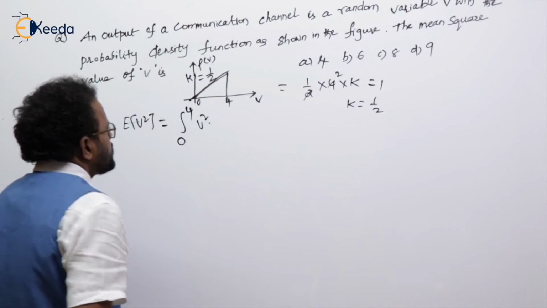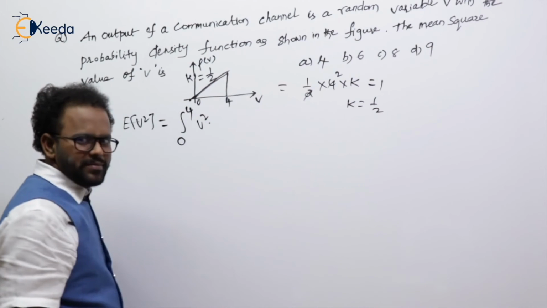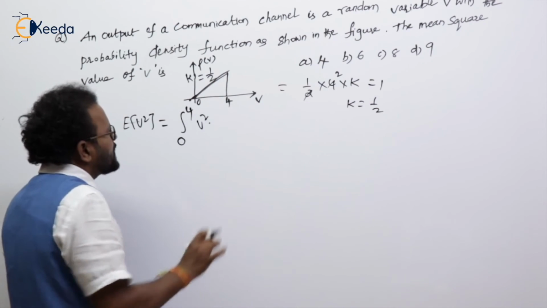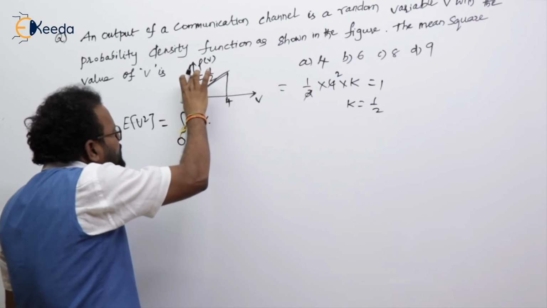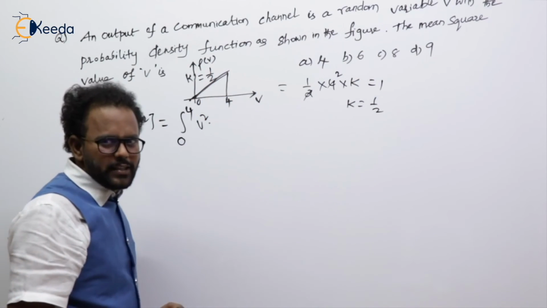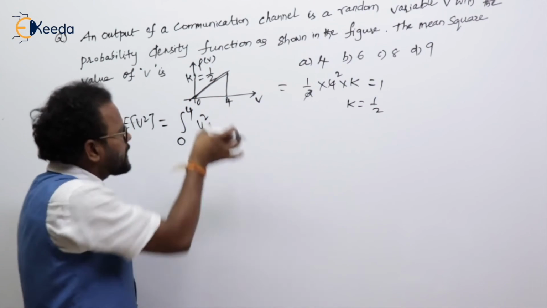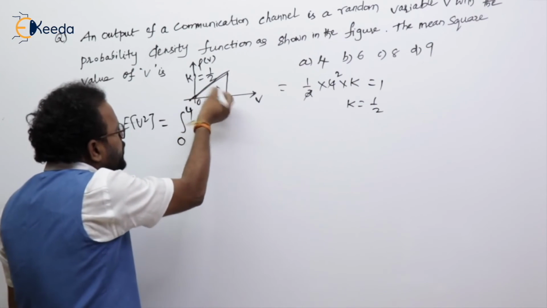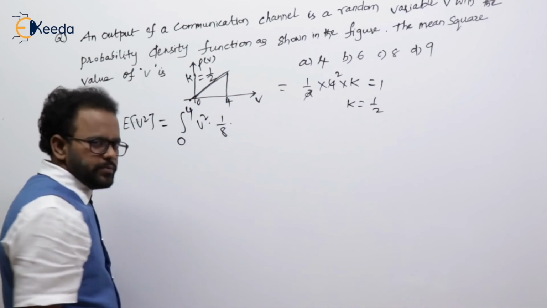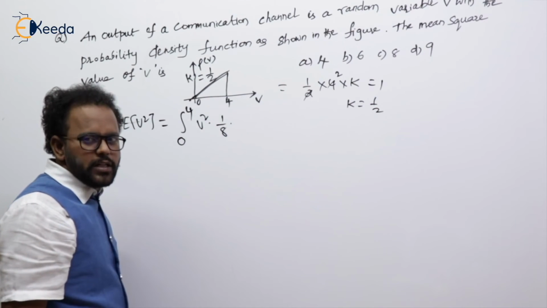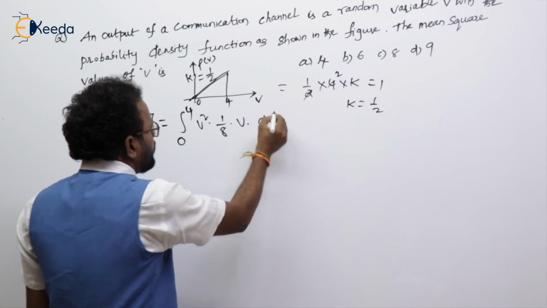Going through the origin means it is the line y equals mx. What is the slope? Slope is nothing but change in y by change in x. The change in y is 0 to 1/2, so 1/2. The change in x is 4. So (1/2)/4 is nothing but 1/8. A line going through the origin is y equal to mx, so p(V) is V into 1/8.